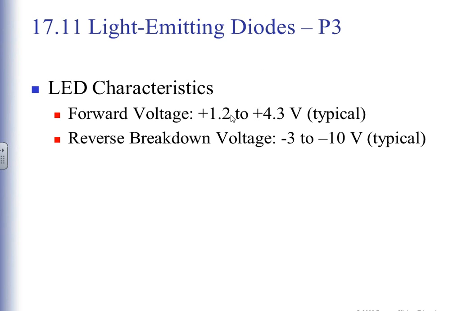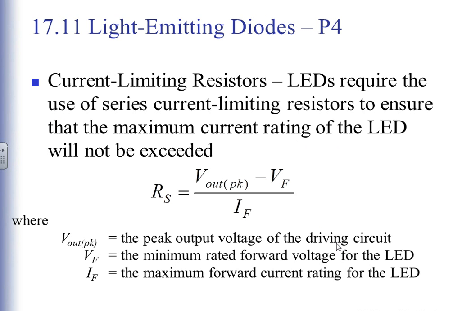Forward voltages could be as high as 4 volts, 4.3 volts. These guys still have operating voltage, reverse breakdown voltages. They're not very big, -3 to -10. Normal diode is -100. Okay, so I lost something there.